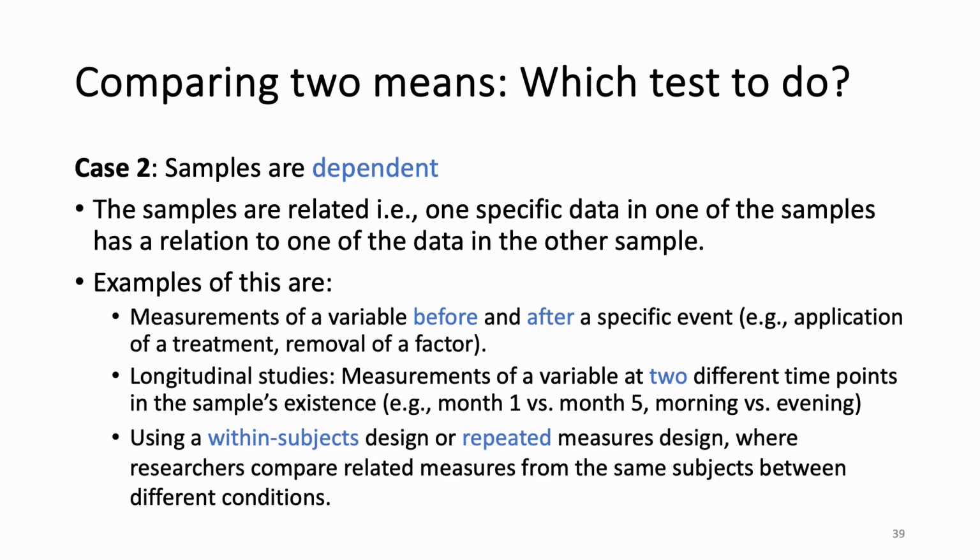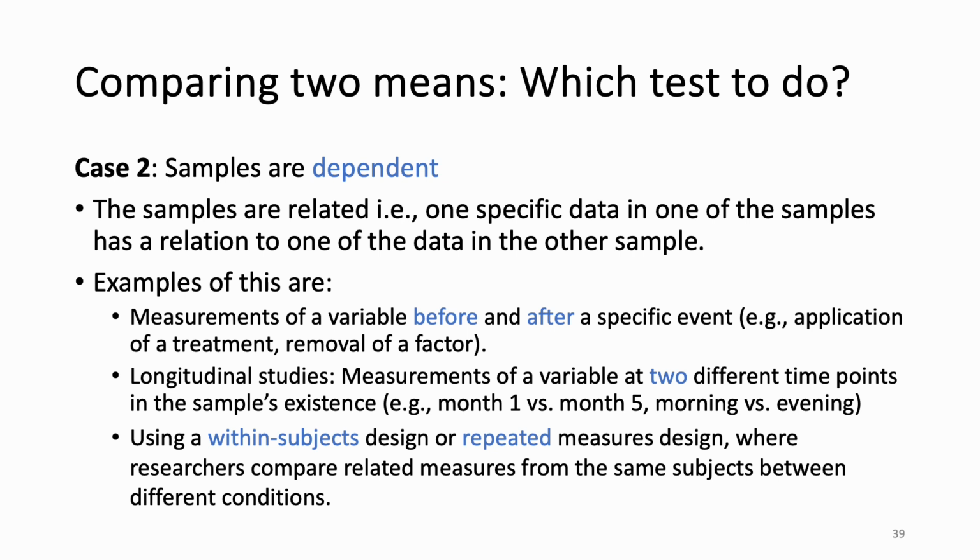Okay, so let's talk about the second case, when the samples are dependent. The samples are dependent if there is a relation or connection between the measurements of the data that we have. This could be, for example, if you measure a variable before or after a specific event. So imagine that you measure a variable, and then after a specific event you apply a treatment, remove a factor, or add a factor. The measurements that you collect are dependent in this case.